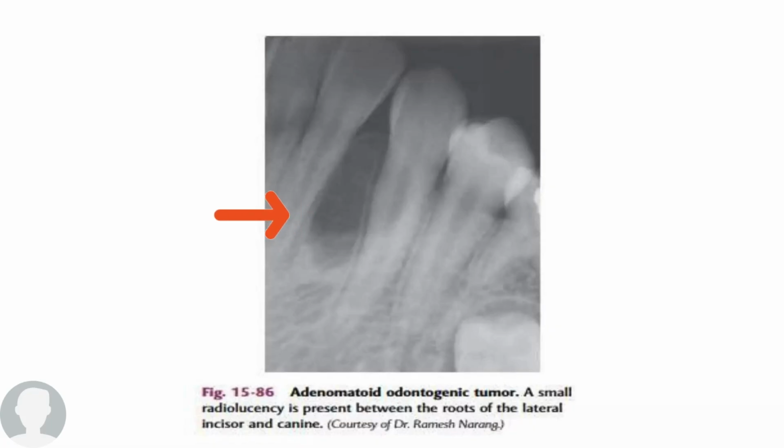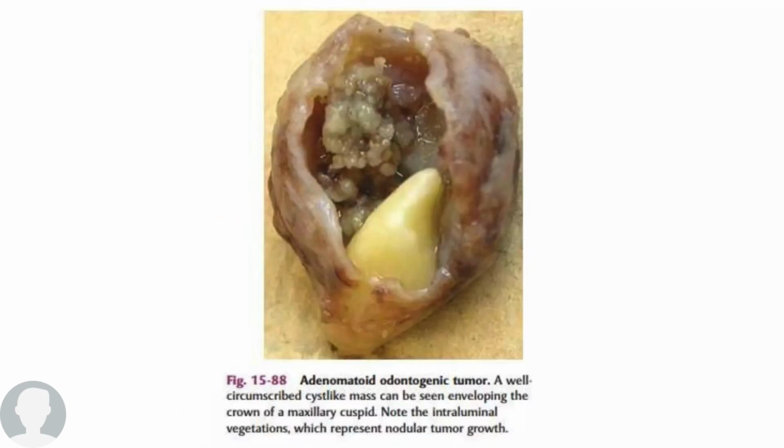Here is another picture showing a small oval-shaped radiolucency located between the roots of the lateral incisor and the canine. This confirms that we can see the adenomatoid odontogenic tumor not associated with unerupted teeth. Here the teeth are fully erupted and we have this type of tumor. Here is a picture of one of my patients after we removed this large tumor from his mouth.